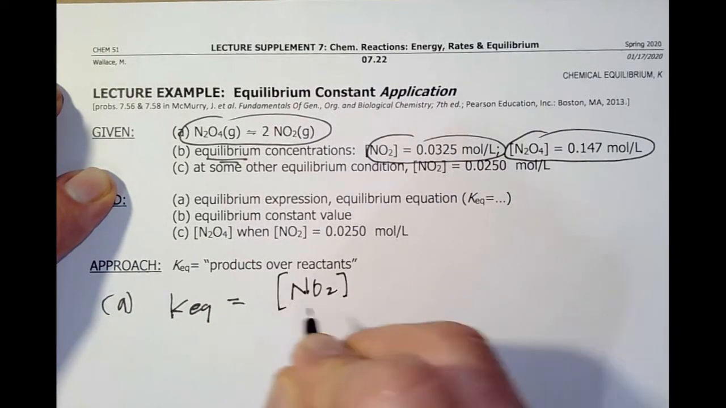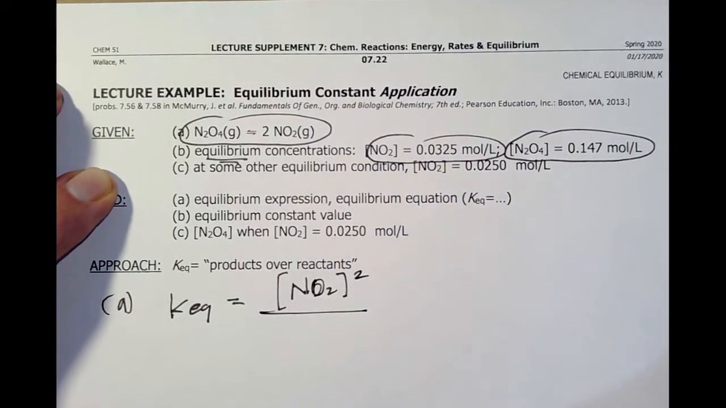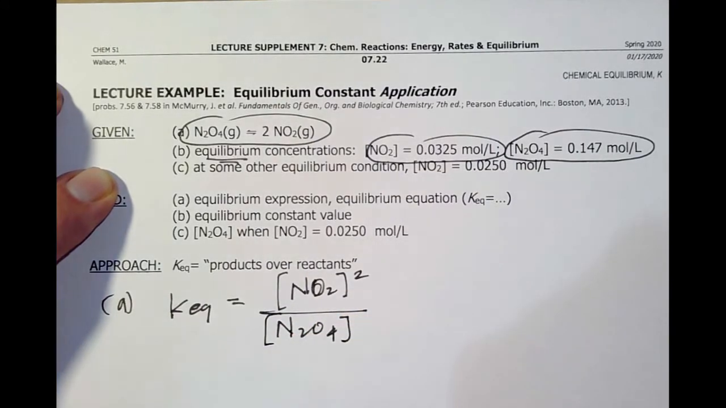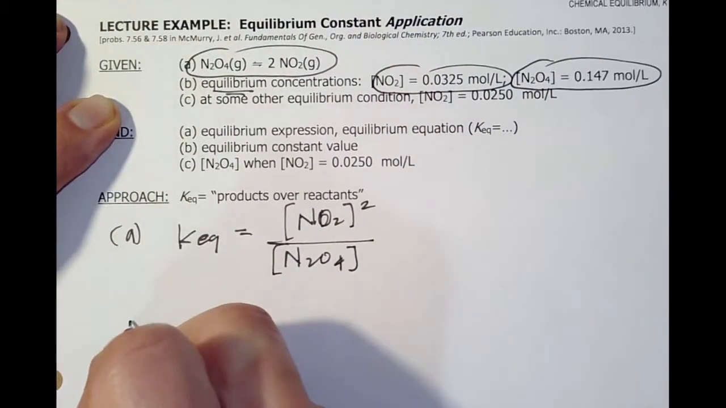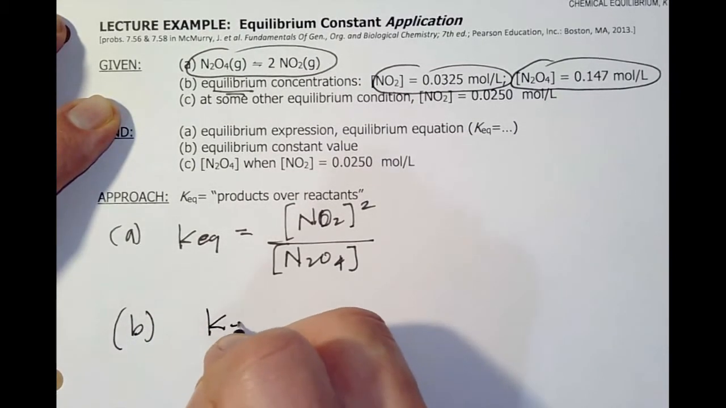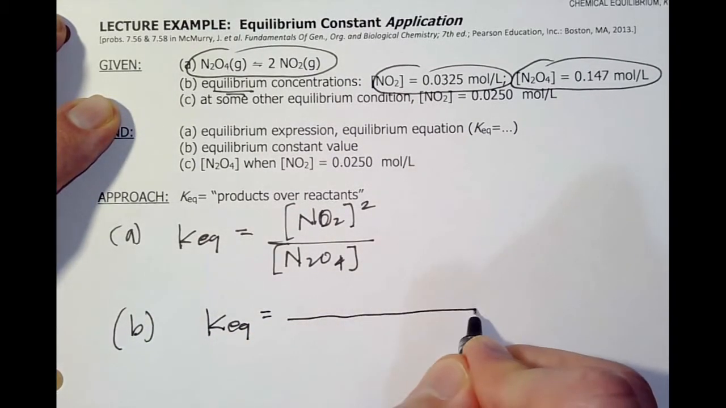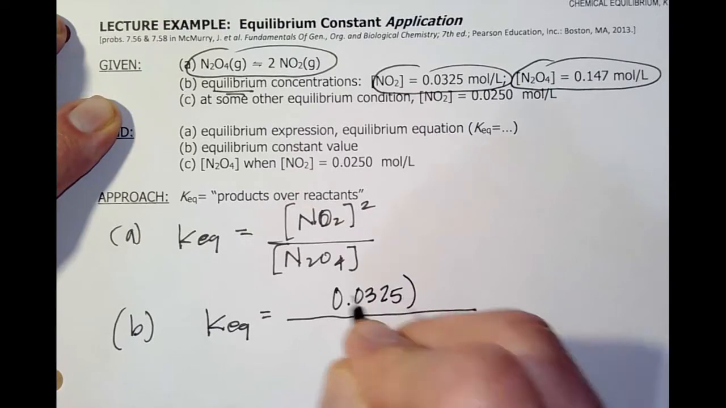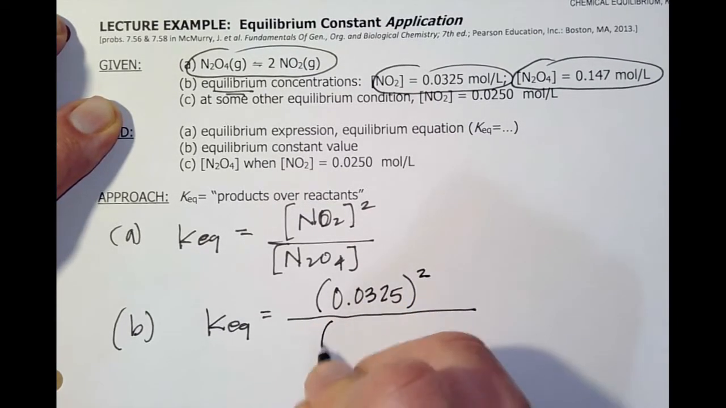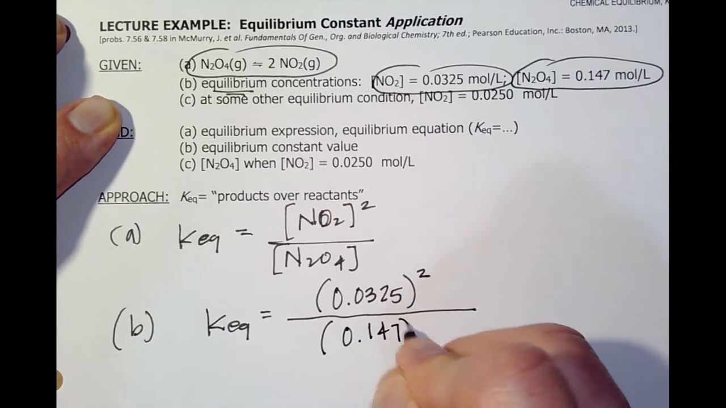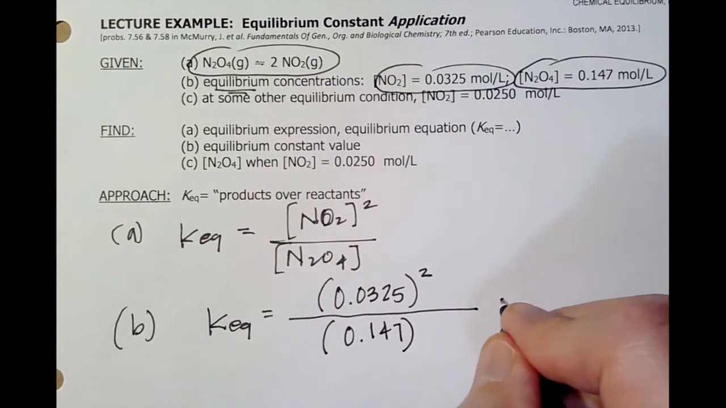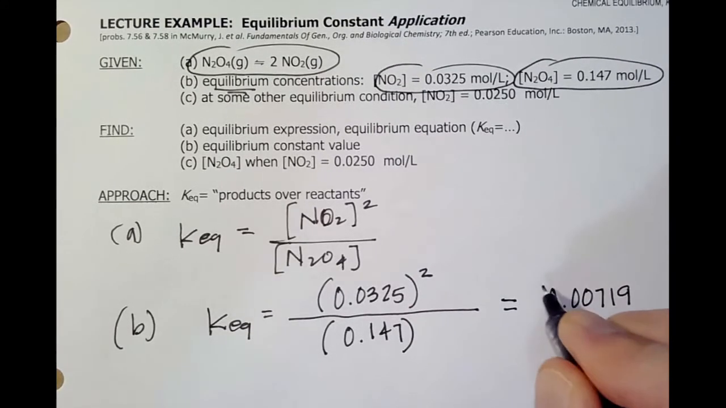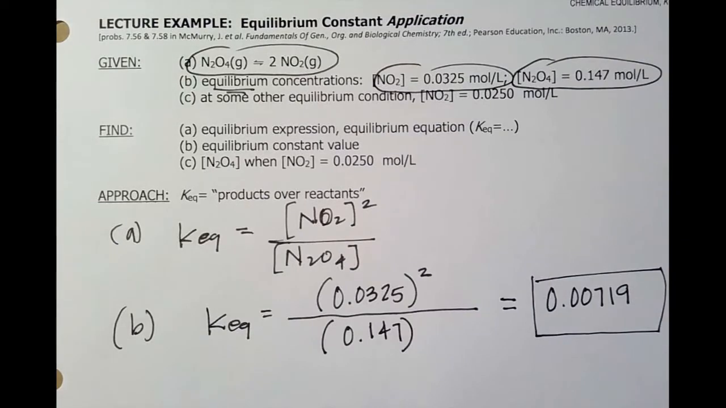NO2 concentration squared over N2O4 concentration. B says, well, what is the value? If you know the concentrations at equilibrium, 0.0325 squared over 0.147. And I get a number, 0.00719. And the units? No units.